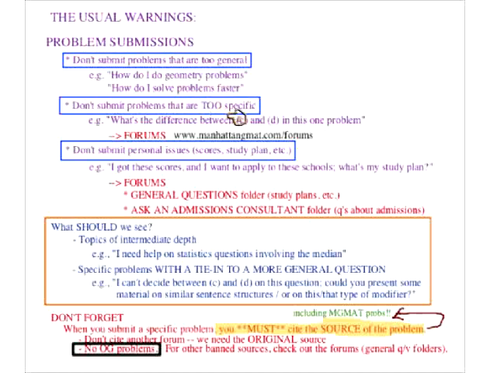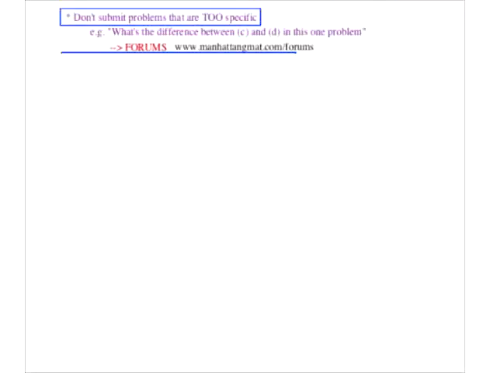Also, please don't submit problems that are too specific. A lot of you guys have been doing this in the last couple of weeks. So let me just illustrate with a couple of problems that people have posted. The principle again here is please guys don't submit problems that are too specific, because that's why we have a forum online. The purpose of our forum is to address super specific problems. So here's an illustration of a submission like this from the last week.